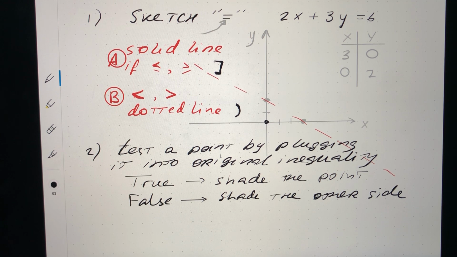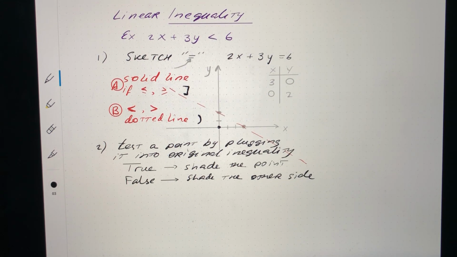So let's pick 0, 0, which is the origin here, and we substitute it back into our original inequality, which is here. If we replace x with a 0, we get 2 times 0, plus 3 times y replaced with a 0, less than 6. Is that true or false? Well, that makes 0 less than 6. Is 0 less than 6? Yes, it is. 0 is less than 6, which means this point and all the points on that side of the line will all be true. So we shade this side of the line, and this diagram is the actual final answer to our inequality.